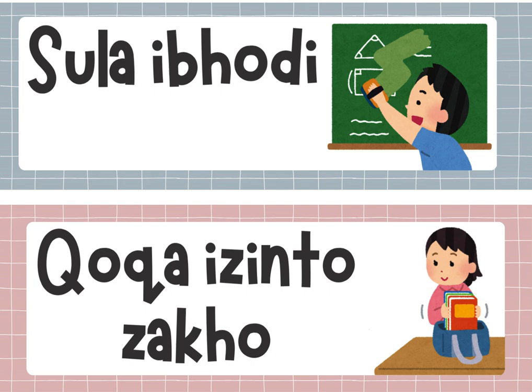Or the teacher can say, Qoqa izinto zakho. It just means pack your things. Mduduzi, qoqa izinto zakho. Mduduzi, pack your things. I don't want you being confused, hey? I want you to be on the roll. You can even give these instructions to other students and be like, Mary, sula ibodi. And they'll be like, where did you get that from? And you'll be like, uh-huh. Okay, let's go to the next one.